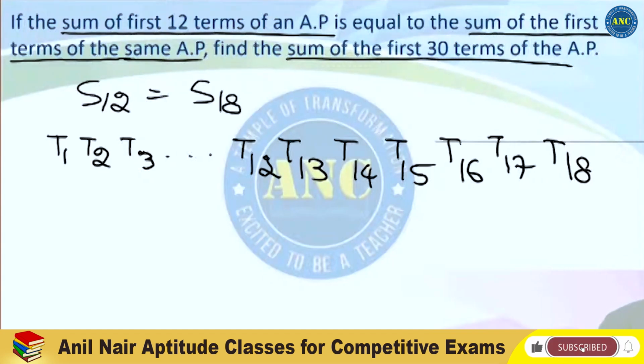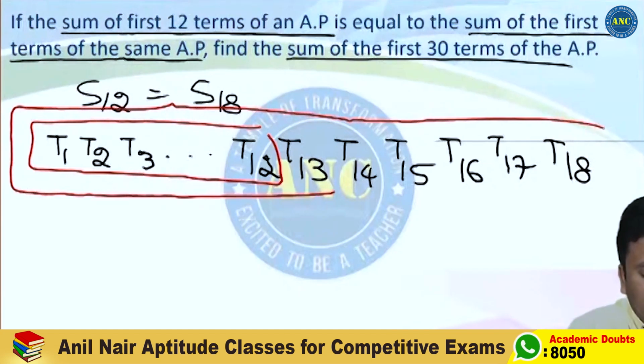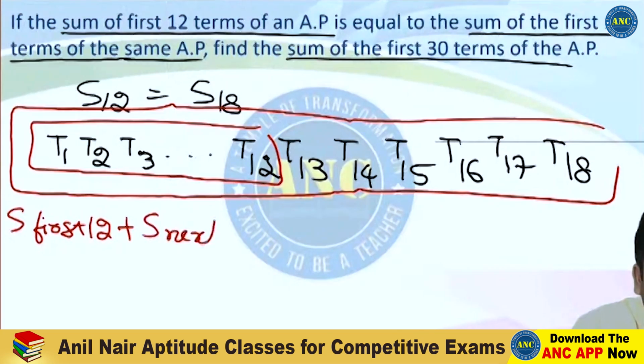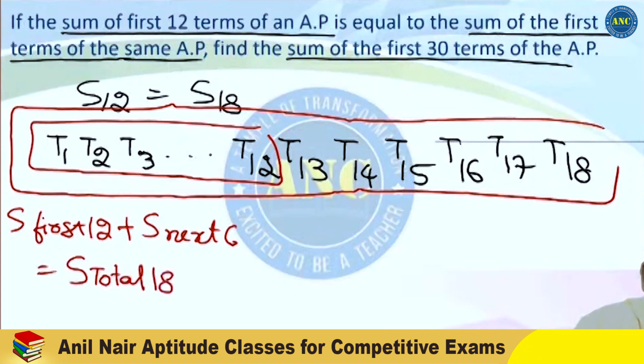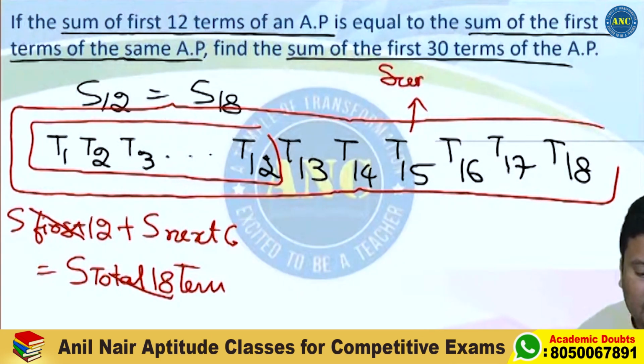T1, T2, T3, up to T12, till T18. Sum of the first 12 is equivalent to sum of the first 18. Can I write like this? Sum of the first 12 plus sum of the next 6 is nothing but sum of total 18 terms. Are you all with me? Sum of first 12 is equivalent to sum of the total 18 terms. This and this are equal. That means the sum of the last 6 terms is 0.